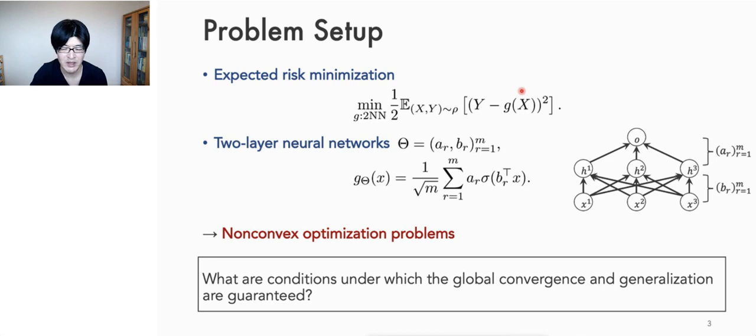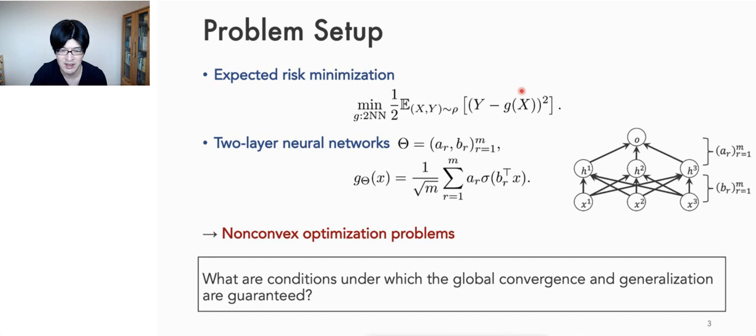The problem we would like to solve is expected risk minimization with a square loss, and the hypothesis function is a two-layer neural network taking this form. M is the number of neurons. a_r and b_r are parameters for the output and input layers. Here theta represents a collection of all parameters.